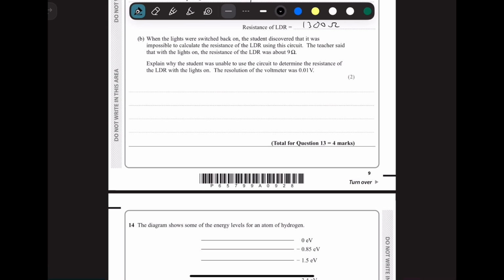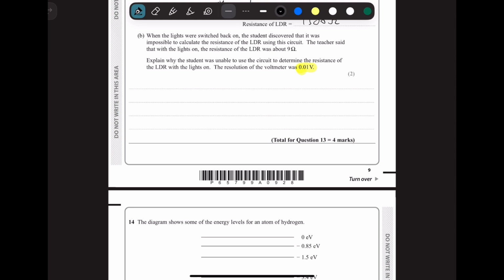Now, in question D, the question is talking about how, from this circuit, you really cannot find the resistance of an LDR as it changes due to the light intensity falling on it. The teacher is saying, when the lights are on, the resistance of the LDR is 9 ohms. And the voltmeter resolution, what is the meaning of resolution? It is the smallest division possible by an instrument or an apparatus. So the voltmeter has the smallest division of 0.01 volt.